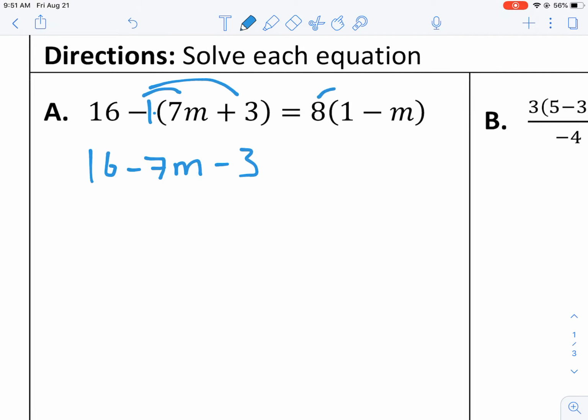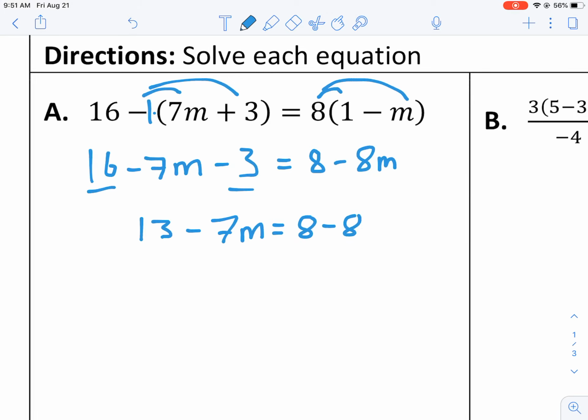We're going to do the same thing over here with this 8. So we've got 8 times 1 is 8, and then 8 times -m is -8m. Next thing in solving equations is combining like terms. You guys know what like terms are. If they have the same letter, you can combine them. If they're just a normal number, you can combine them. So on this left side, the two like terms that we have are 16 and -3. So we want to do 16 minus 3, that's 13. So we're going to have 13 minus 7m equals 8 minus 8m.